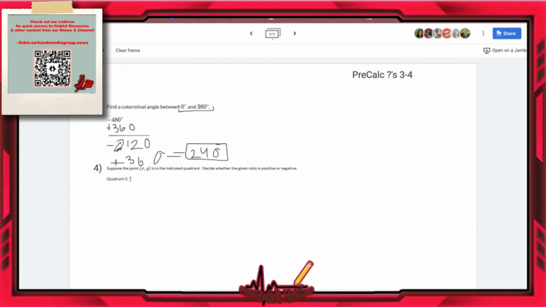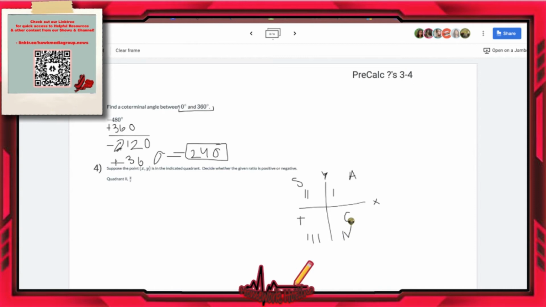And then our last one here is basically you just have to remember the All Students Take Calculus type of thing. Remember this is the y-axis and then this is the x-axis. So our mnemonic to remember this would just be A for All, S for Students, T for Take, and C for Calculus. And this is our first quadrant, second quadrant, third quadrant, and fourth quadrant.